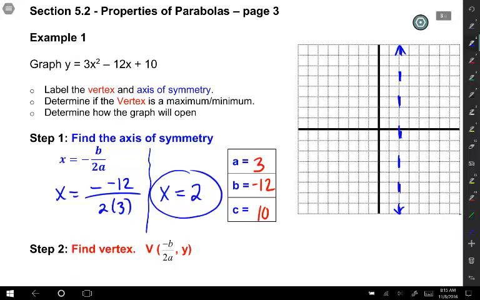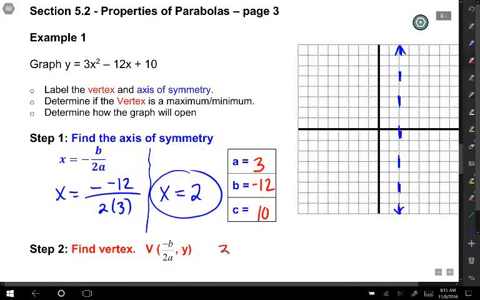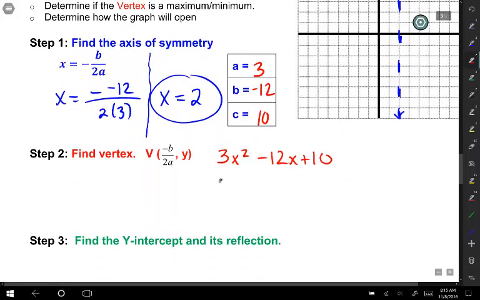Now let's find our vertex. I would encourage you to rewrite the equation down here: 3x squared minus 12x plus 10. So let's plug in the value of 2.